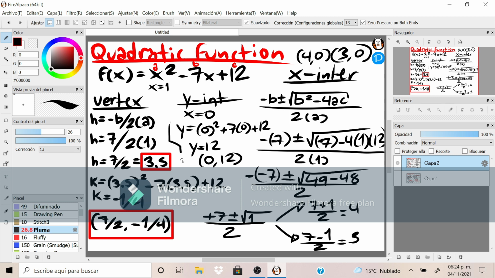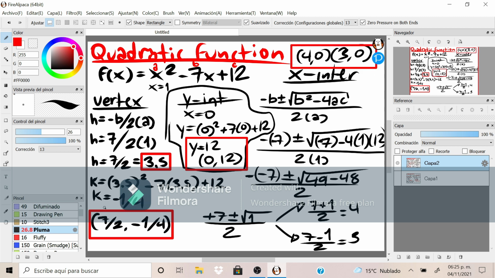I'm not crying. I just have a very cheeky voice. This is the y-intercept. So basically, we already have the y-intercept, the x-intercept, and the vertex.